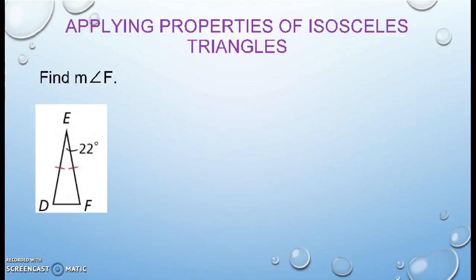So here's our first one. In this diagram, we are given triangle DEF with angle E measuring 22 degrees. We want to find the measure of angle F, this angle down here. So we can use the isosceles triangle theorem to say that angle D is congruent to angle F. So by the isosceles triangle theorem.